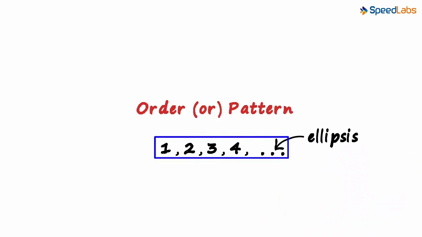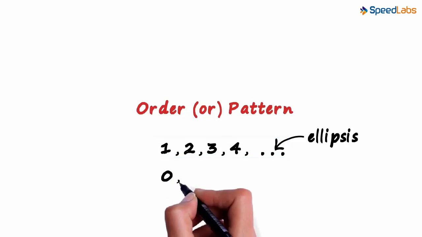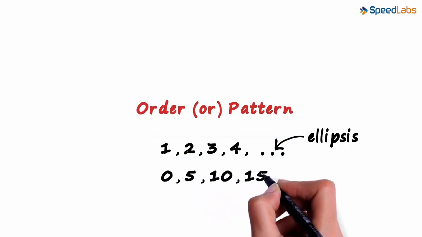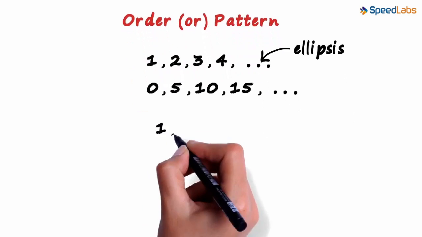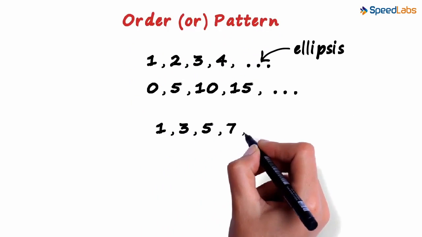The numbers don't necessarily have to be continuous to be a sequence. A list like 0, 5, 10, 15, and so on is also said to be a sequence. What's the pattern here? Every number is increased by 5 to get the next number. A constant increment of 5. Let's take an example of a sequence which has an increment of 2, like 1, 3, 5, 7, 9, and so on.